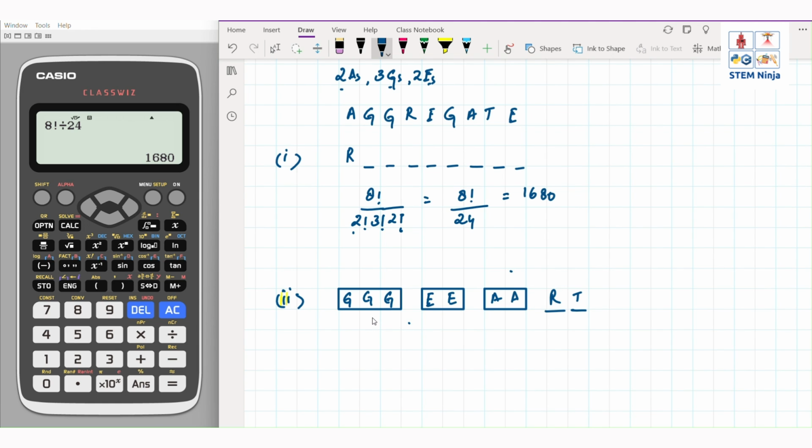So how many units do we have? 1, 2, 3, 4, 5. So we have 5 units. So basically just 5 factorial. However, this R and T could be basically anywhere. So G's, E's, and A's are identical, so we do not need to divide by 3 factorial, divide by 2 factorial, and so 5 factorial is the final answer. So 5 factorial is 120.